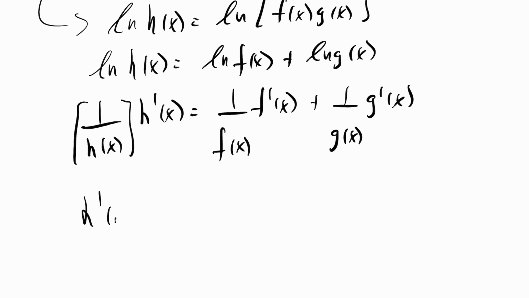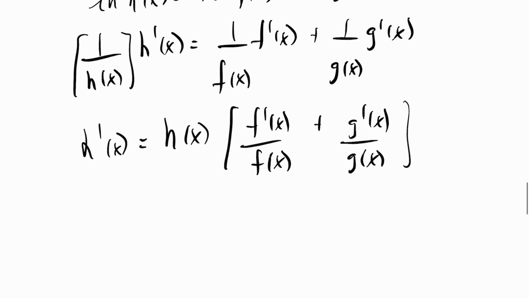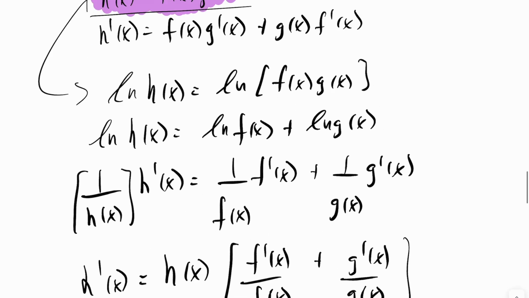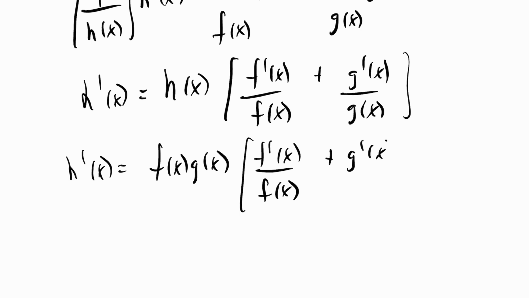So therefore, h prime at x, which is what I want to find, is going to be h at x times (f prime at x over f at x plus g prime at x over g at x). And I know what h at x is. It's the product of f and g, so I get f at x times g at x times (f prime at x over f at x plus g prime at x over g at x). And we don't even have to get a common denominator here.